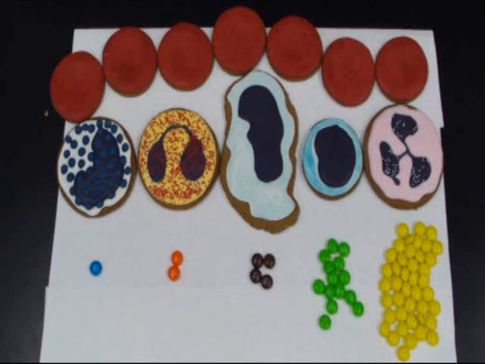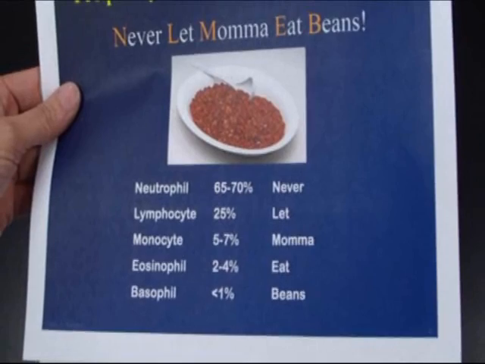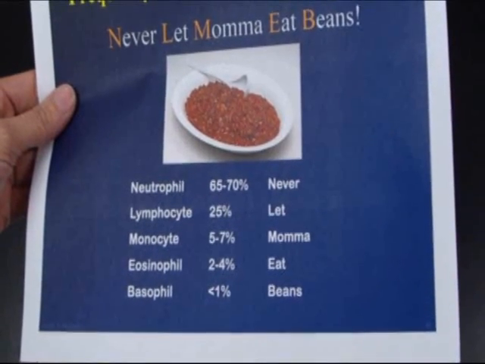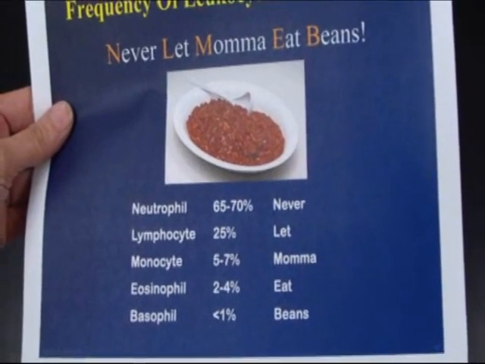So we have a nice little phrase that we have students memorize: never let mama eat beans, taking the first letter from neutrophil, lymphocyte, monocyte, eosinophil, and basophil to help them remember the frequency of leukocytes in circulation.